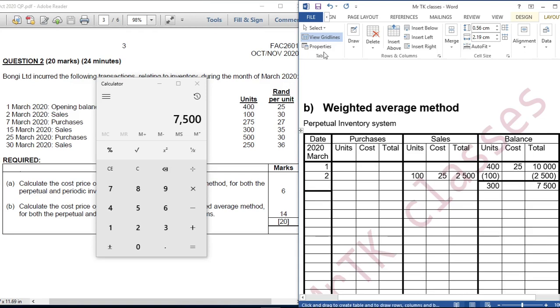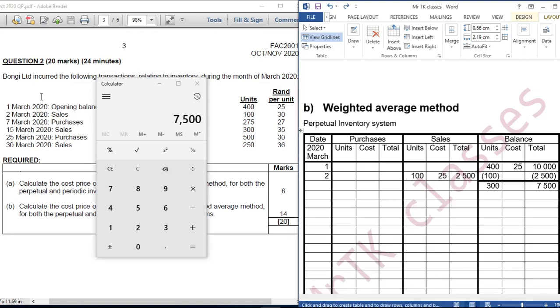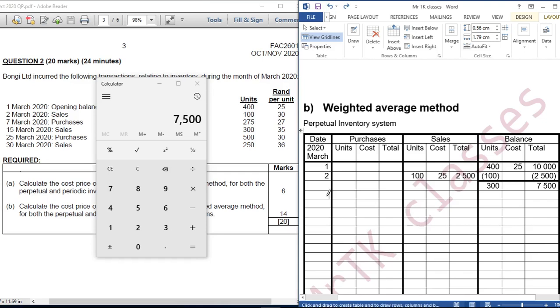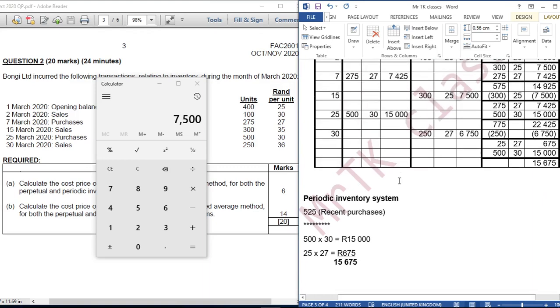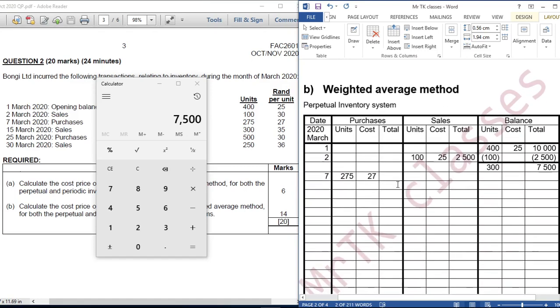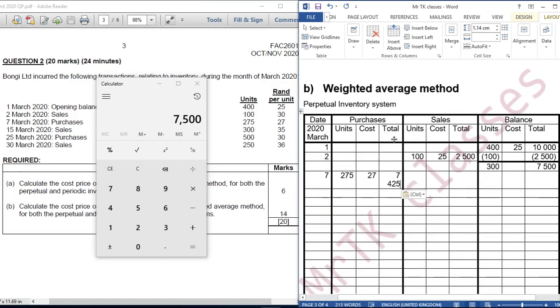Right. So what is the next thing? All right, we are going to the 7th of March, right? 275 items were bought on the 7th of March. 275 items were bought at 27. So what we get, I remember we calculated this, so we don't need to go to our calculator again. We bought these at this much.